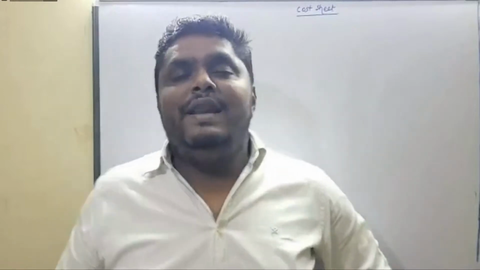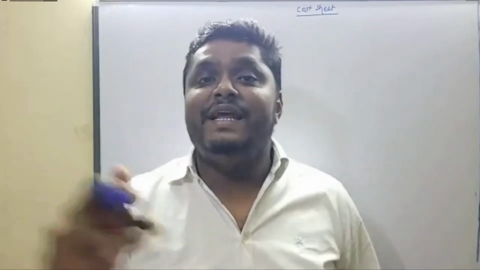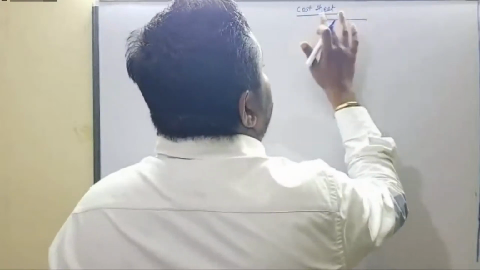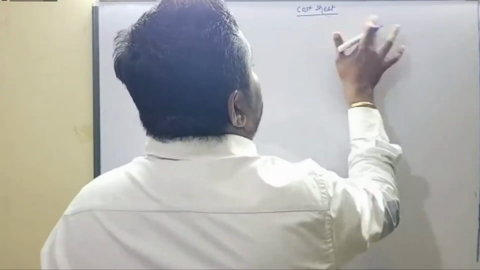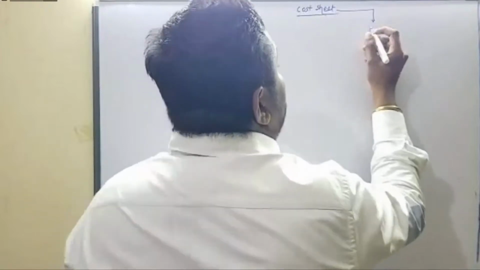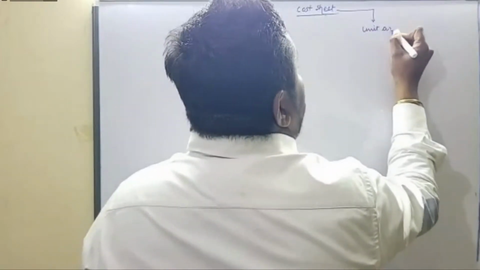So now let's start with cost sheet. Now this chapter cost sheet is linked with two more chapters. This cost sheet is linked with two more chapters. That is unit and batch costing.